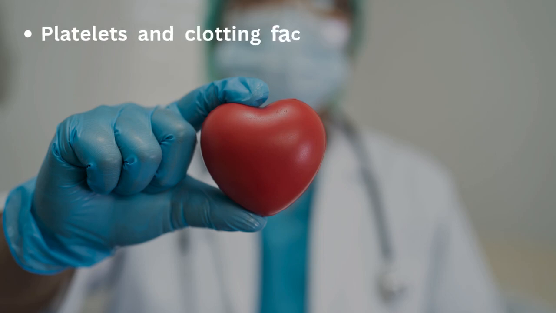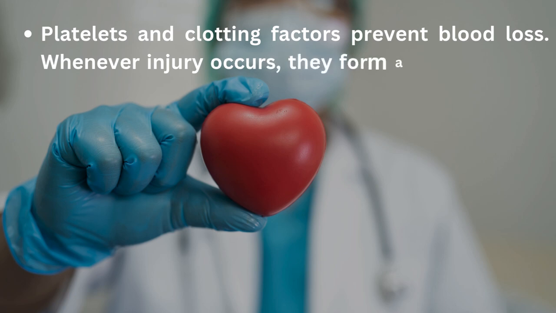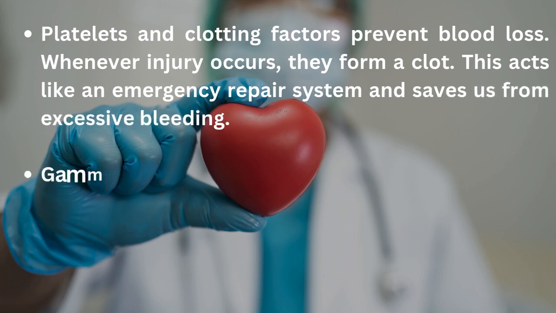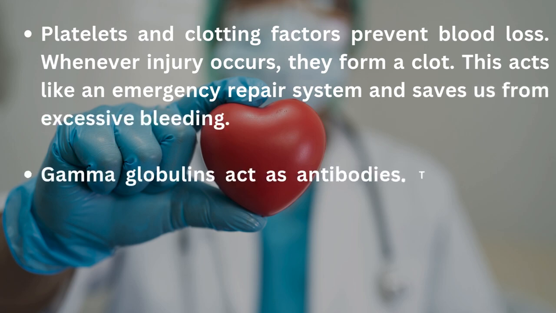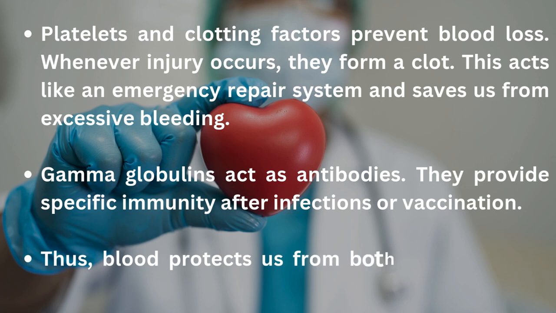Platelets and clotting factors prevent blood loss. Whenever injury occurs, they form a clot. This acts like an emergency repair system and saves us from excessive bleeding. Gamma globulins act as antibodies. They provide specific immunity after infections or vaccination. Thus, blood protects us from both infections and injuries.